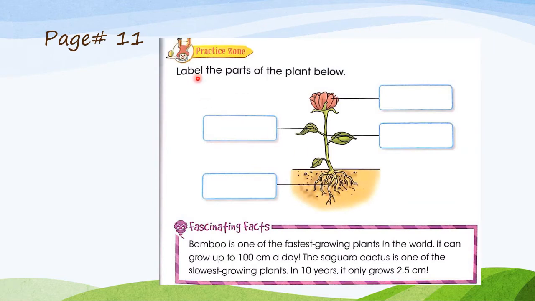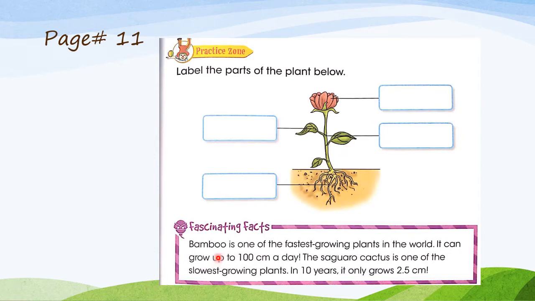Dear students, on page number 11, here is a practice zone for you. Label the parts of plants below. Here is a plant having different parts: roots, stem, leaves, and flower. Dear students, label all these parts in your book with your lead pencil. It is your home task, so please note this.